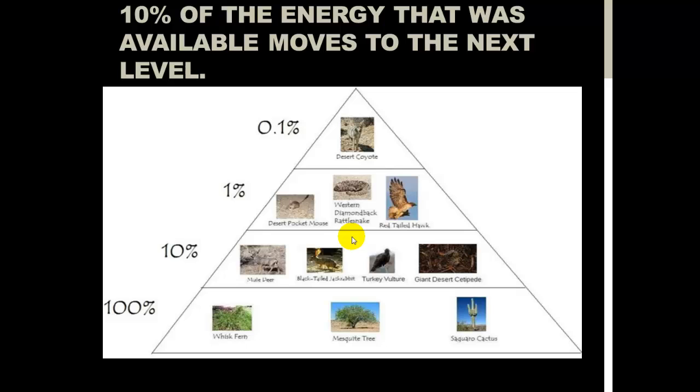So 10% of 10 is only 1% that the red-tailed hawk gets, or the desert pocket mouse. And then only 10% of 1% gets to the desert coyote. Now this is really important because when we talk about feeding and levels and who gets to eat what, I want you guys to start thinking about what are the best choices of foods to eat and which level do we want to eat from. What are the benefits of a vegetarian versus someone who eats a lot of meat?